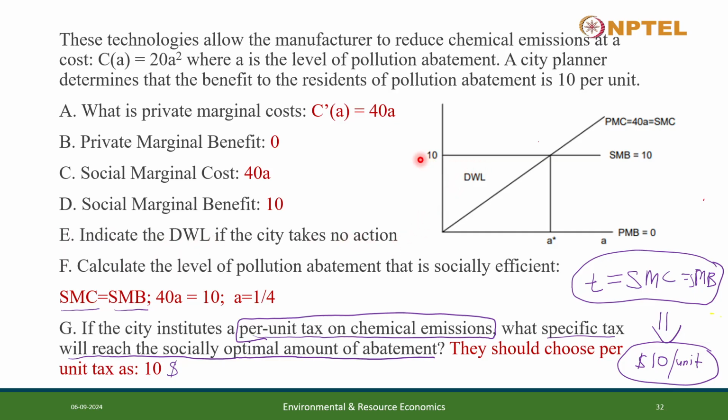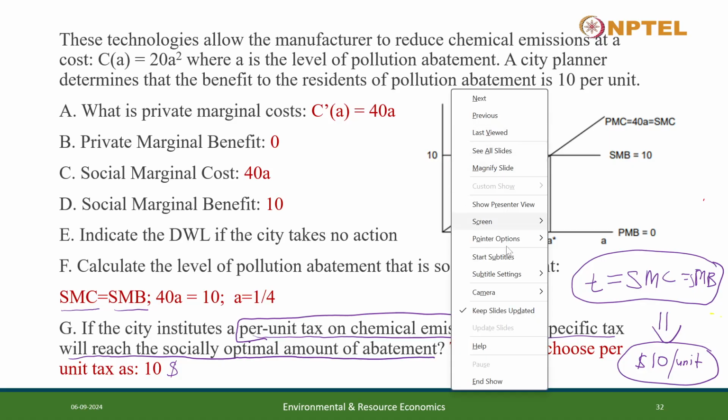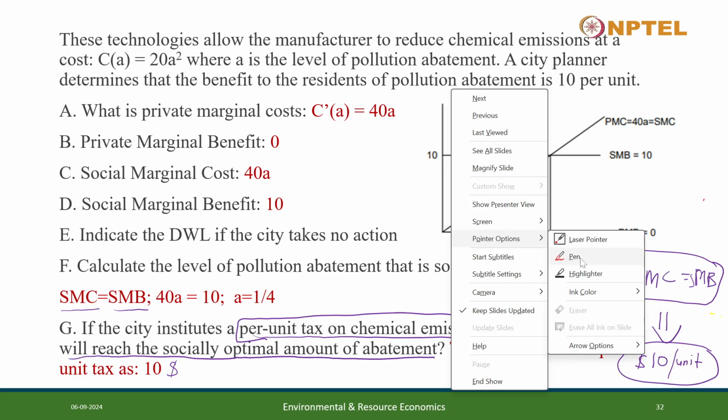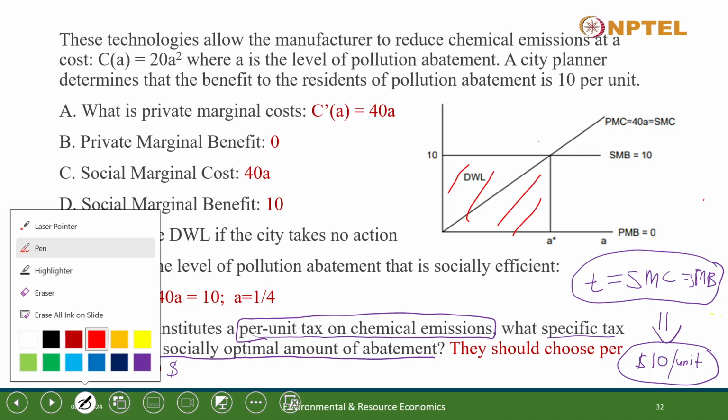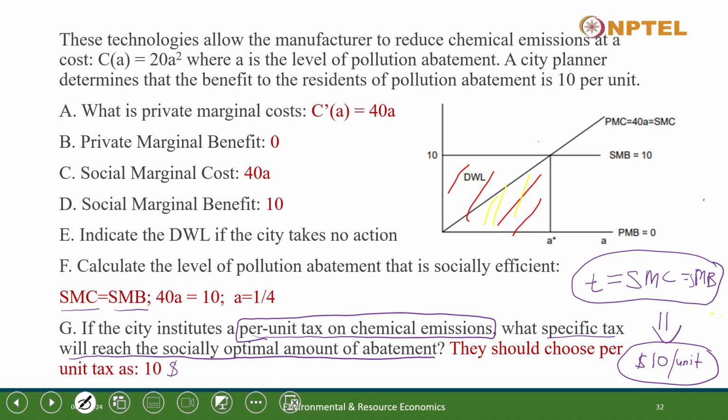Let's say that there is no action at all. Then this whole area will be the benefit. However, from here, this area will be the cost for pollution abatement. However, this area is the net positive gain, which will be lost in the case when the action is not taken by the city.